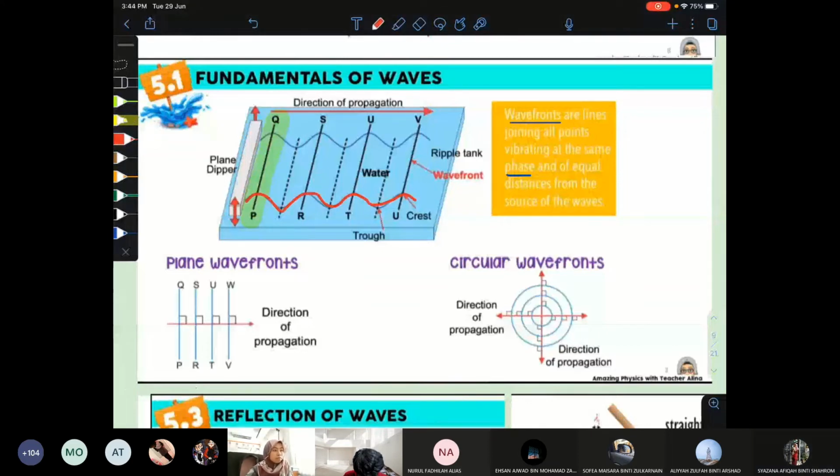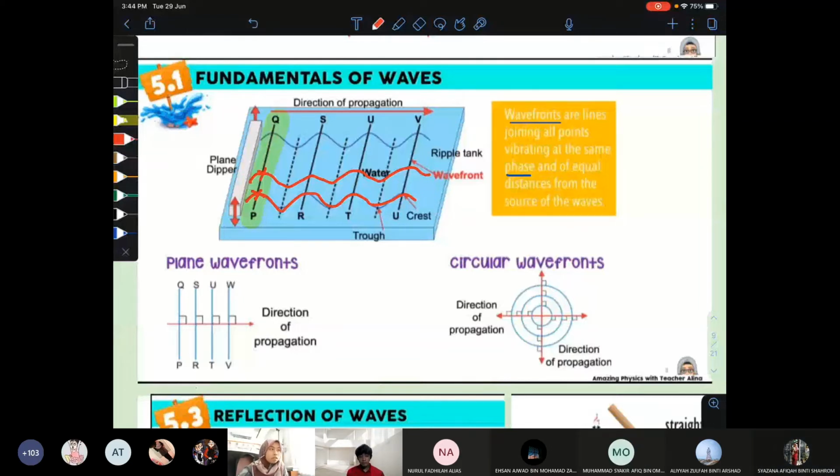So look here. This is a peak. If there is another wave like that, this is also a peak, and this too. All these peaks allow us to draw one line connecting all the crosses, and we get the wavefronts. We have two types of wavefronts, plane wavefronts and circular wavefronts.